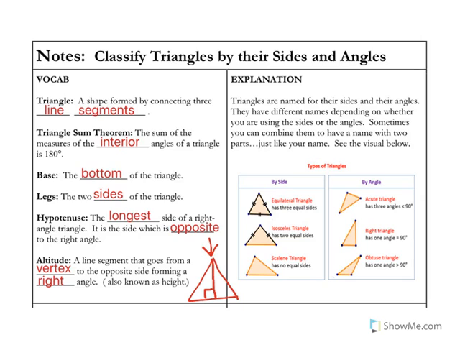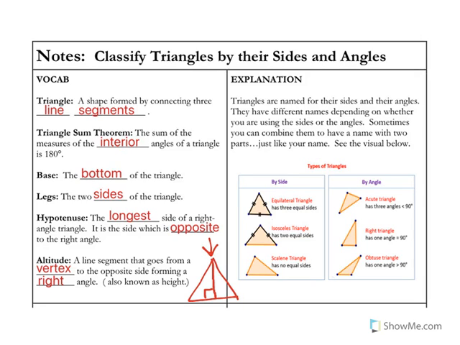All right, so looking back at the explanation, triangles are named for their sides and their angles. They have different names depending on whether you are using the sides or the angles. So you might get the question, name these triangles based on their sides, and then you might get the question, name these triangles based on their angles. And sometimes you can combine them to have a name with two parts, like your first and your last name. So here's a very good visual that you're going to want to hold on to.